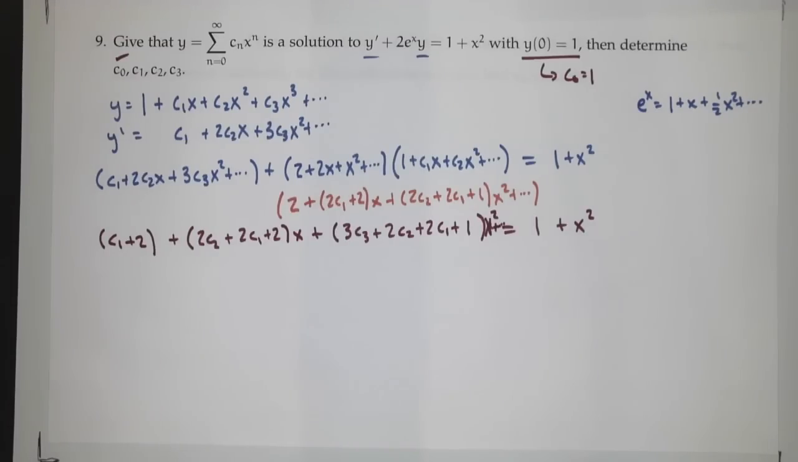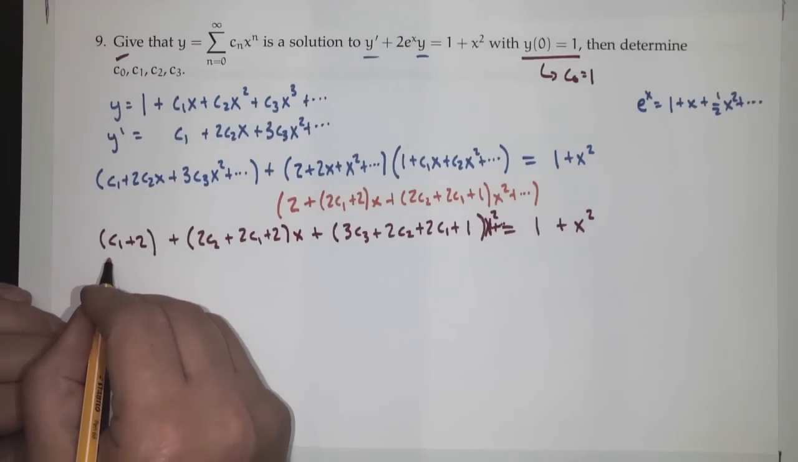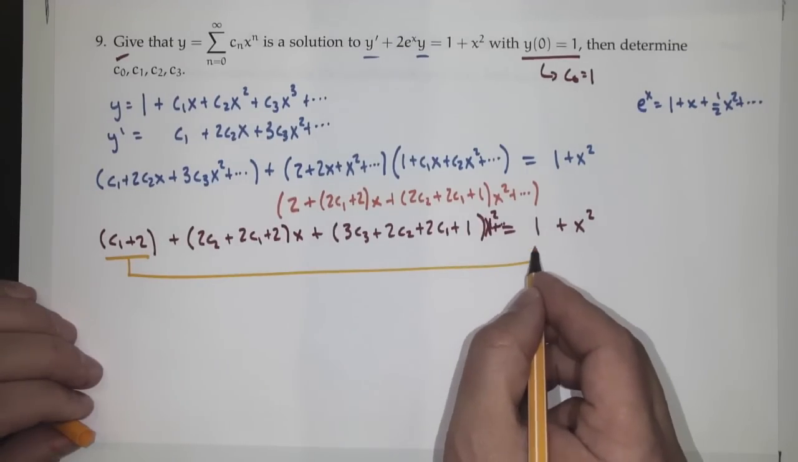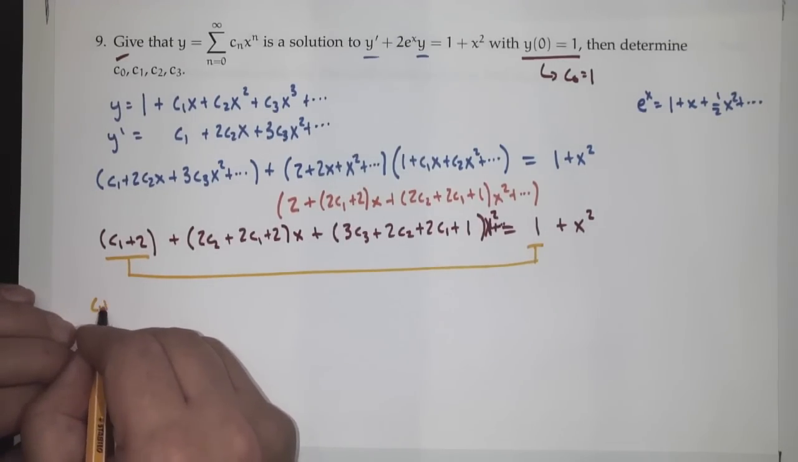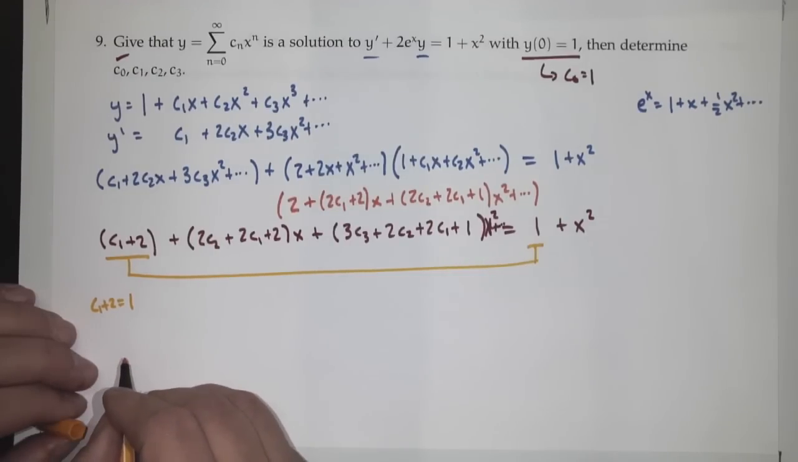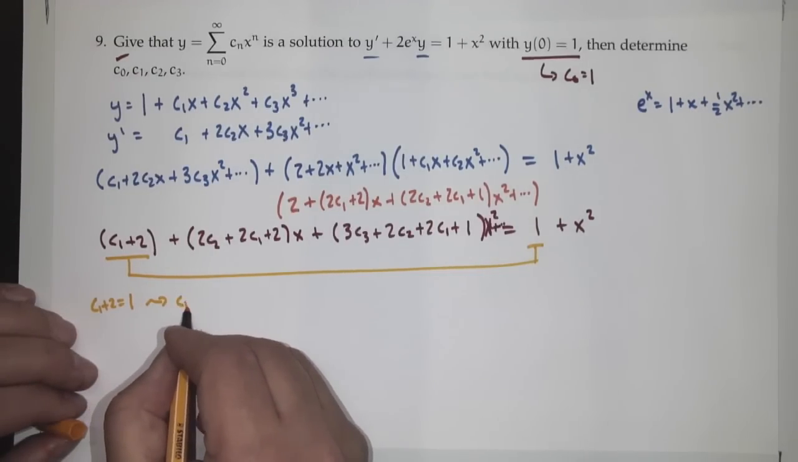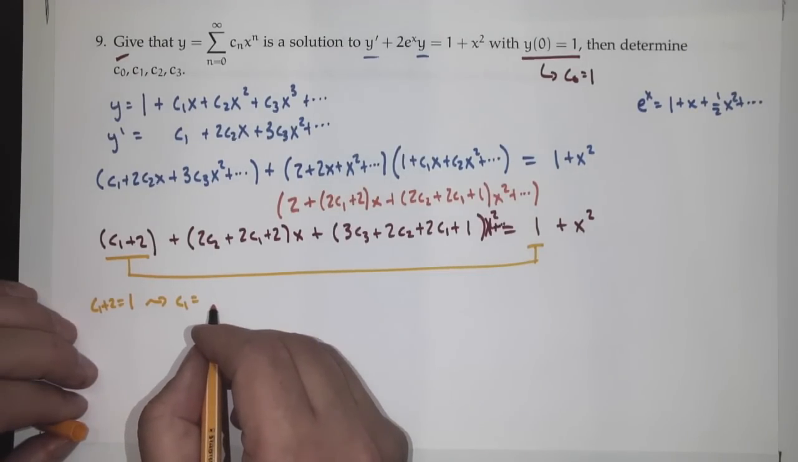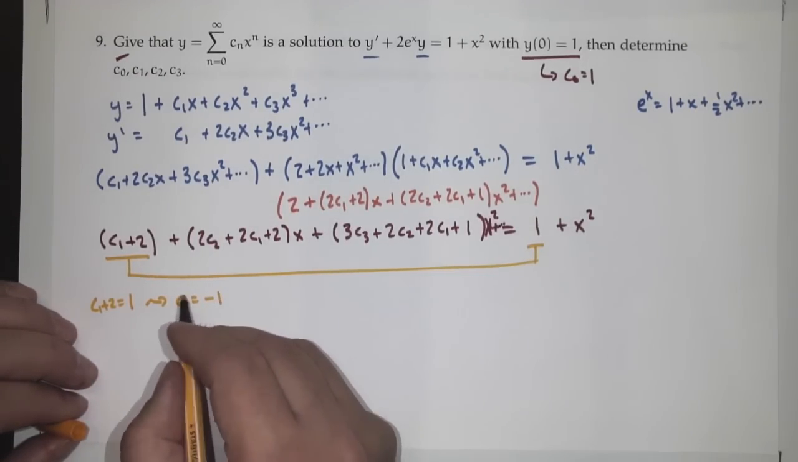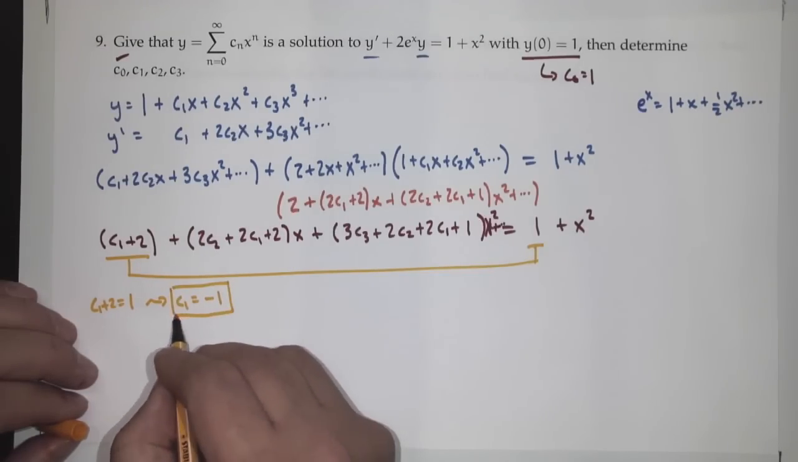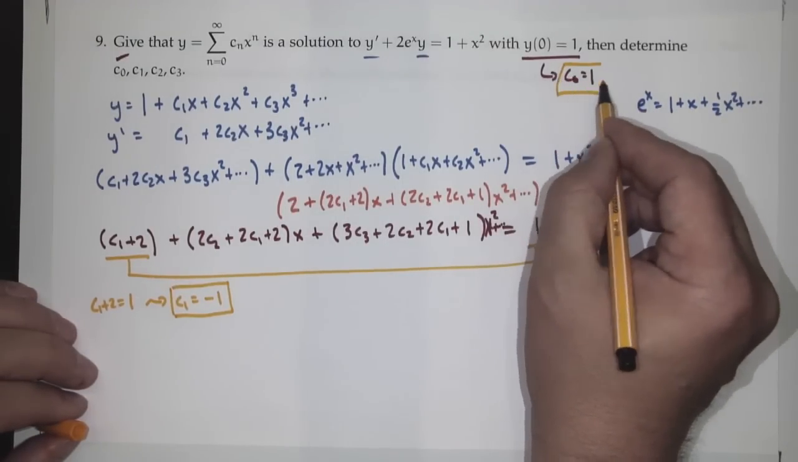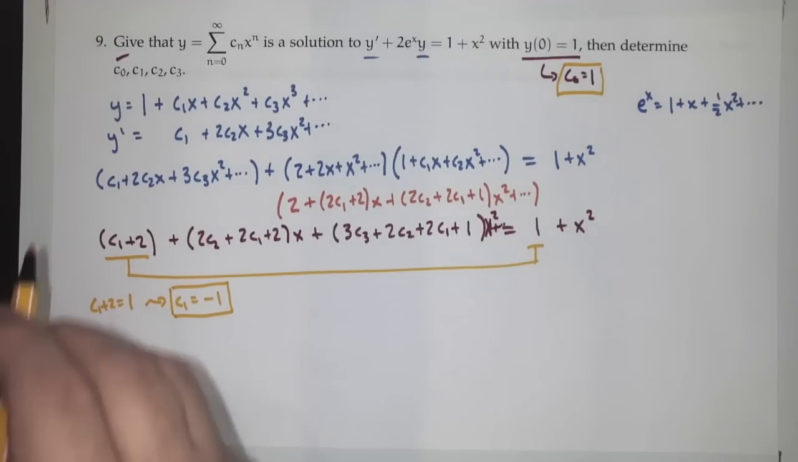Okay, so here we go. Constants on both sides have to match. C1 plus 2 has to equal 1. What does that tell us about C1? -1. Good, because we already found C0. So now we're halfway. We found C1.